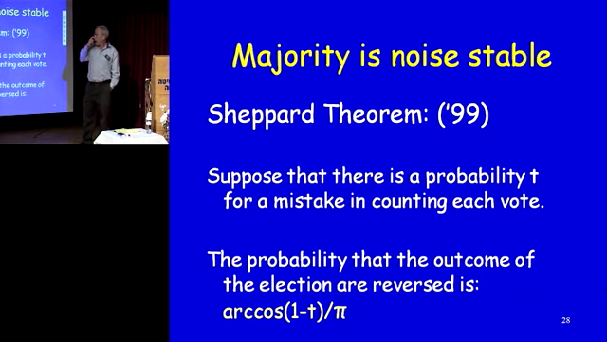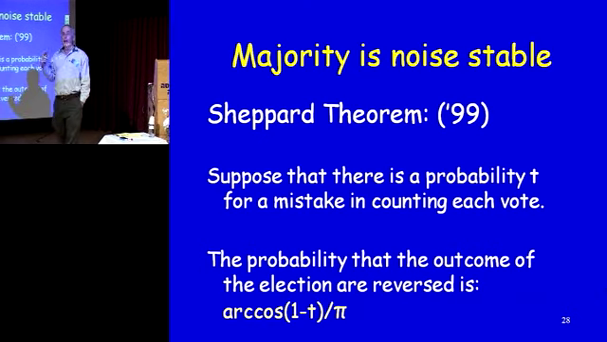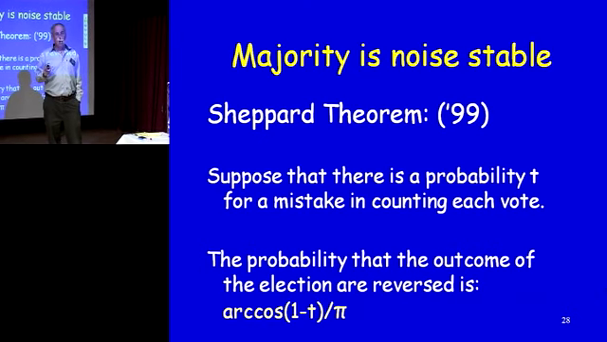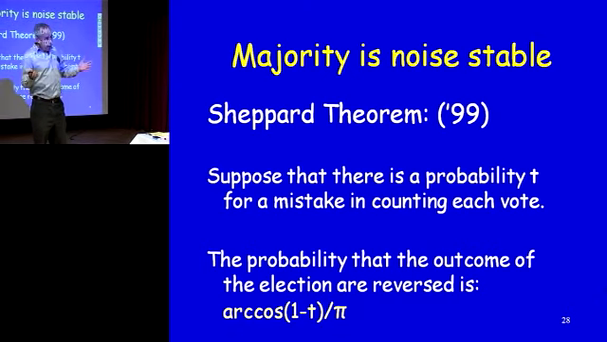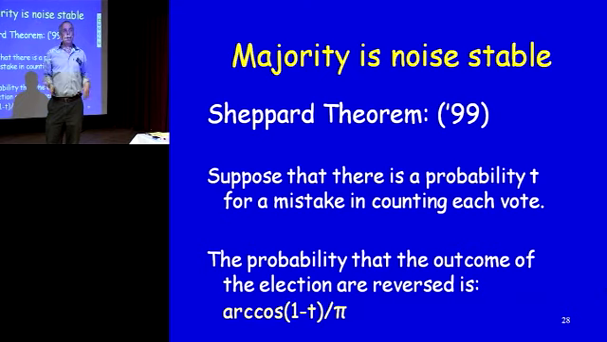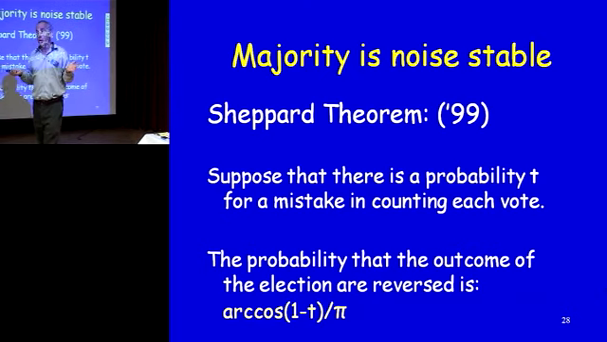I already mentioned to you that the influence of every variable for the majority function is 1 over square root n. And therefore the expected size of S for the Fourier coefficient is square root n. And I can tell you this is the maximum it can get for a monotone function. So you think if the expected size is so large, then majority should be very sensitive to noise. But this is not the case. Majority is stable to noise.